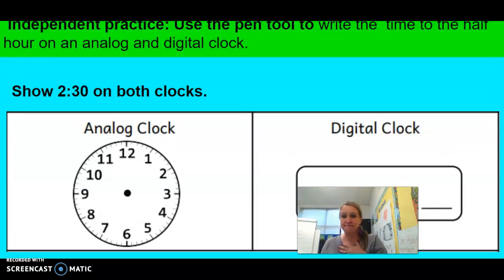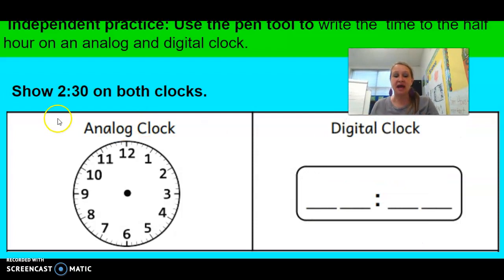Your turn. You're going to write the time to the half hour on this analog clock and this digital clock. Show 2:30 on both clocks. Use the pen tool to draw the hands and the numbers.